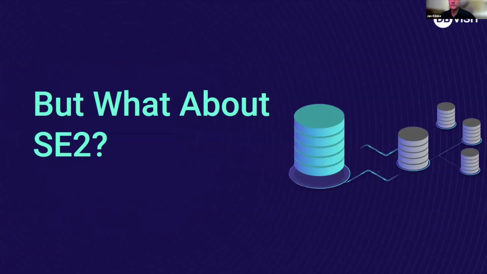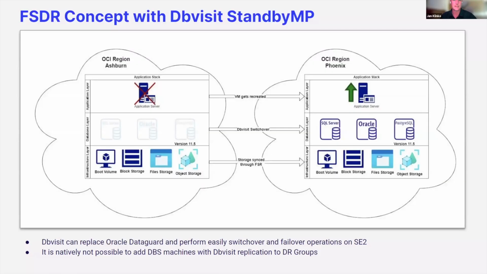In the last part of the presentation, I want to talk shortly about Standard Edition 2. As I said in the beginning, FSDR is a cool tool, but it can be used only for Enterprise Edition database tier. But since Dbvisit is dealing a lot with Standard Edition 2, we collaborated with Oracle, and we found a way to actually use FSDR also with a Standard Edition 2 database.